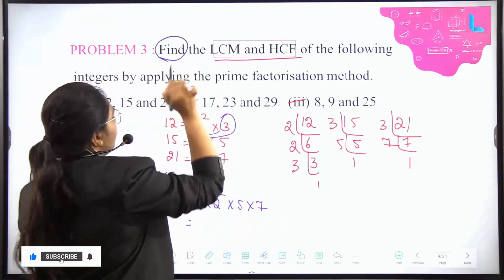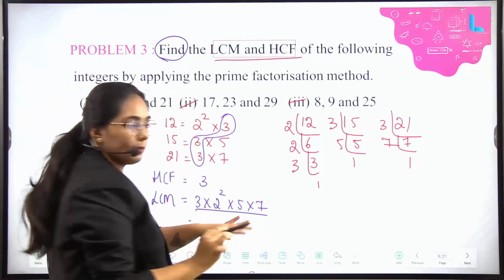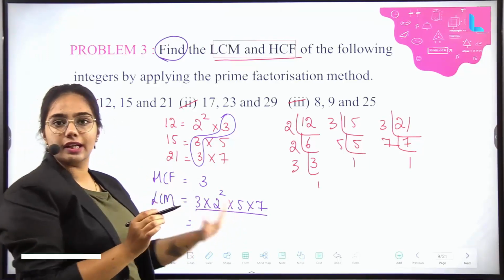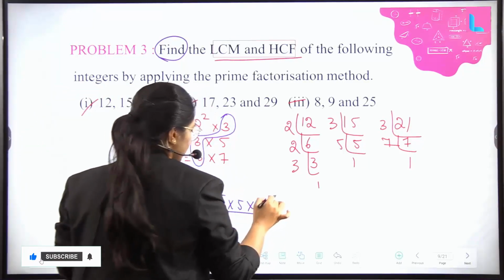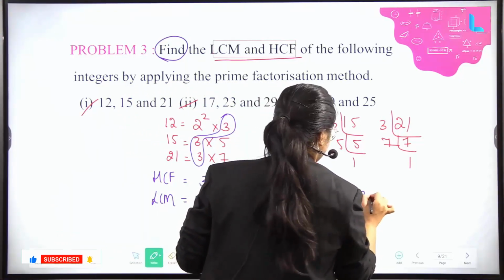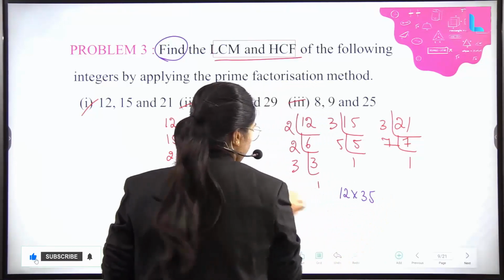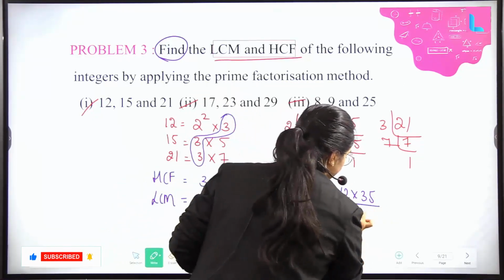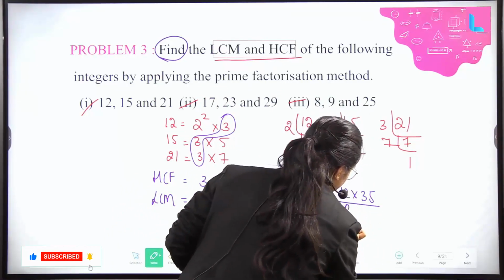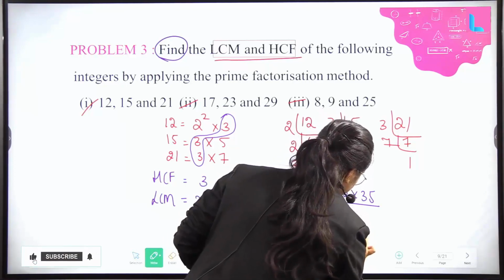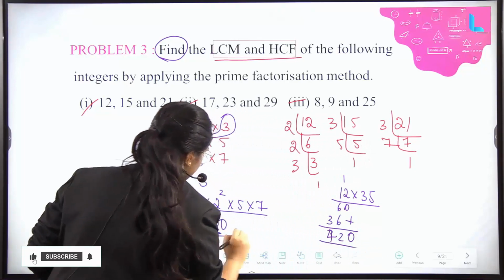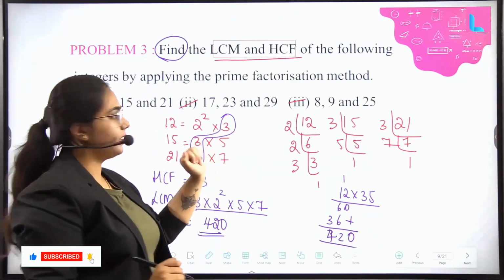If they're not asked to find the value, you can just express it in this form and leave it over here. Even if you write the answer, there's no issue. Even if you don't write it, they're not going to deduct marks. But let's just solve this also. In the same manner, you have to solve the next two questions.